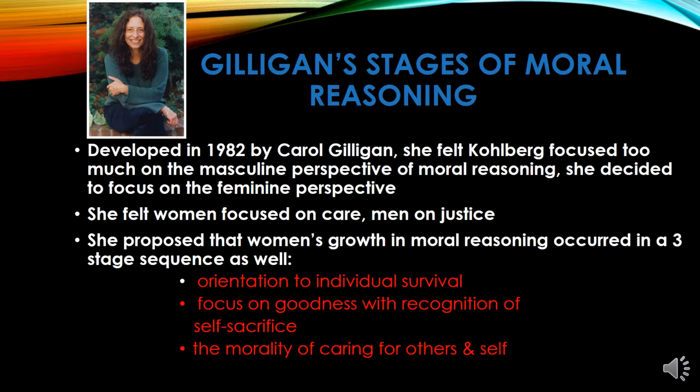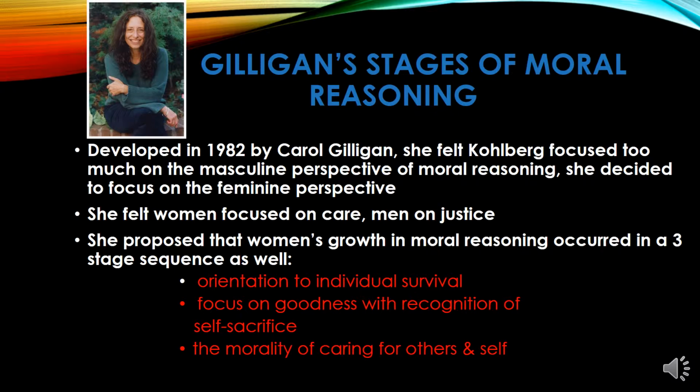Carol Gilligan was a theorist who in 1982 felt that Kohlberg focused too much on the masculine perspective of moral reasoning, so she decided to focus on the feminine perspective. She felt that in women's lifespans they focused more on care, whereas men focus more on justice. She proposed that women's growth in moral reasoning occurred in a 3-stage sequence as well.